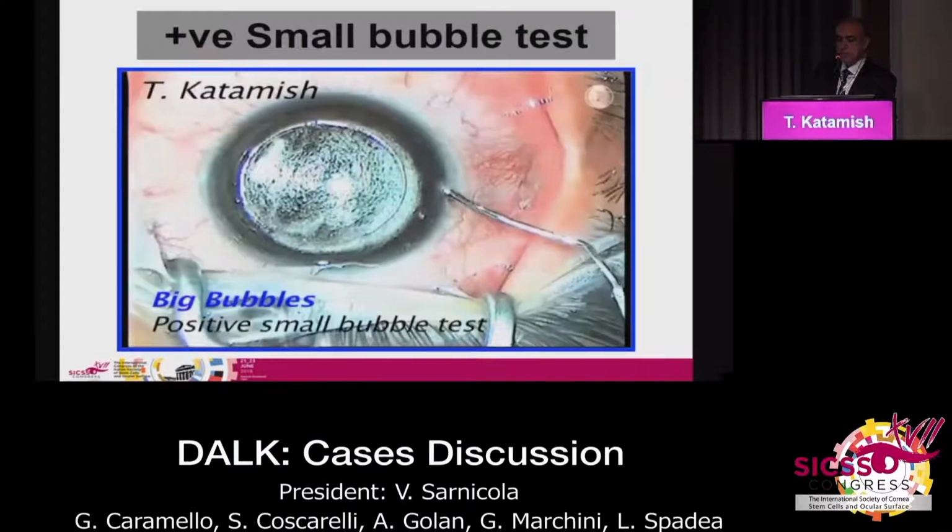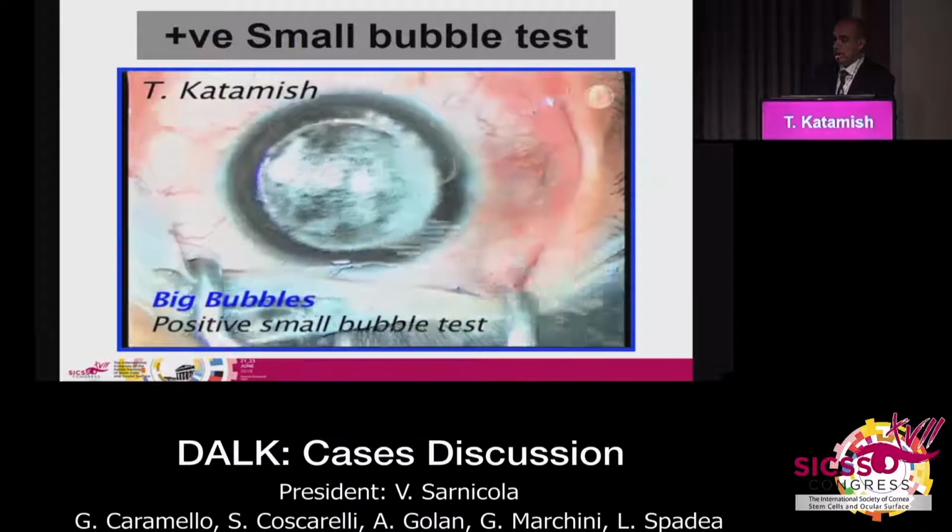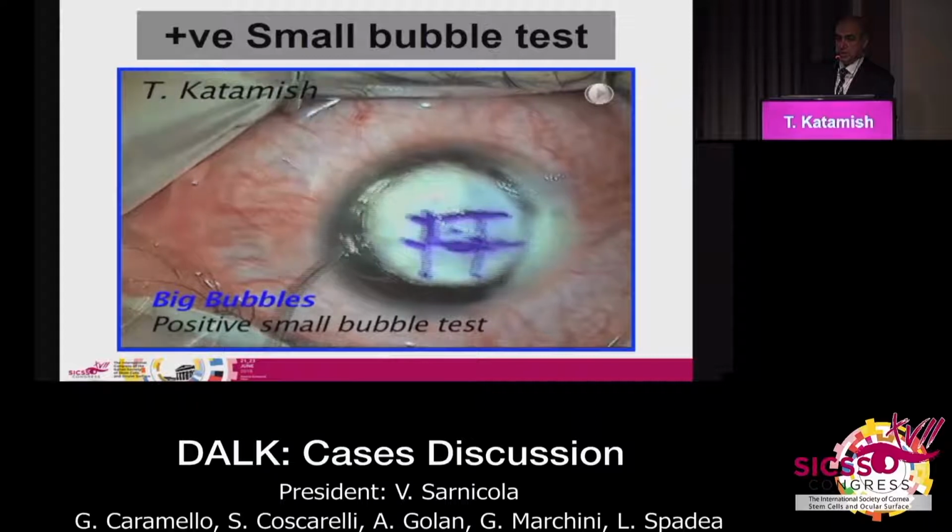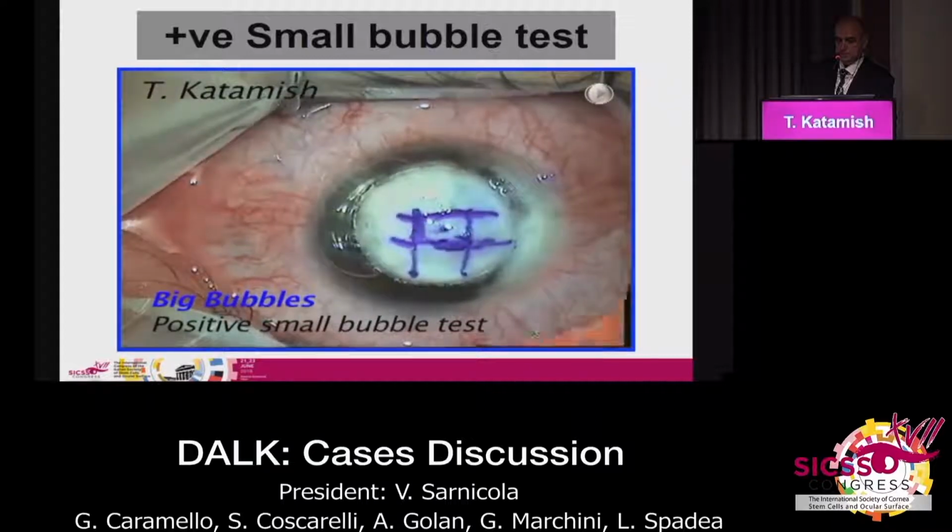And this is a small bubble test. When you inject a small bubble in the anterior chamber, you will find the bubble has a kidney-shaped configuration in the periphery of the anterior chamber.